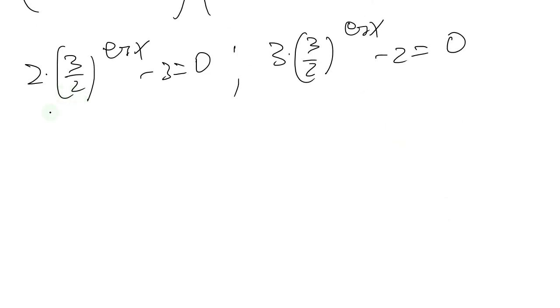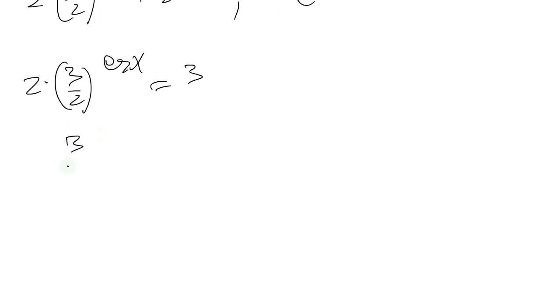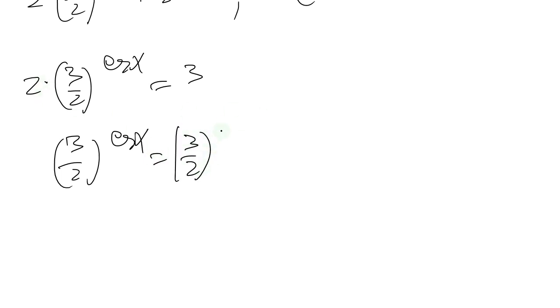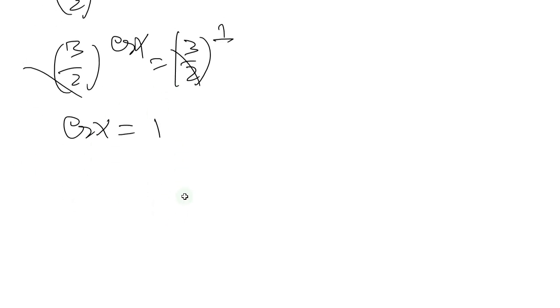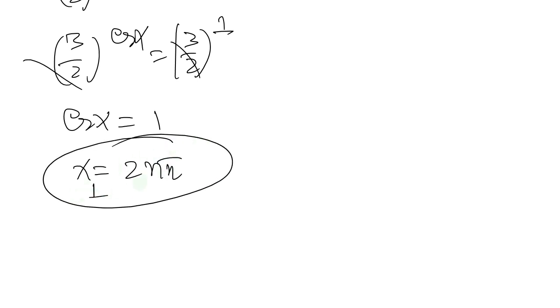From here we have 2 times 3 over 2 to the cos of x equals 3. So 3 over 2 to the cos of x equals 3 over 2. This one goes dividing, power 1, same bases, same powers. Cos of x equals 1. So if cos of x equals 1, then x is equal to 2 n pi. This is the first solution.